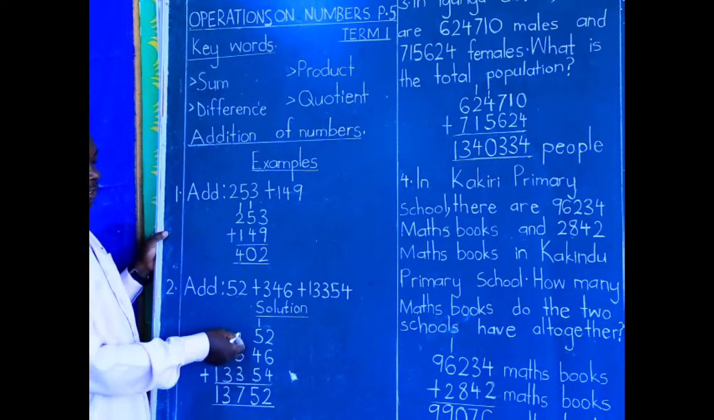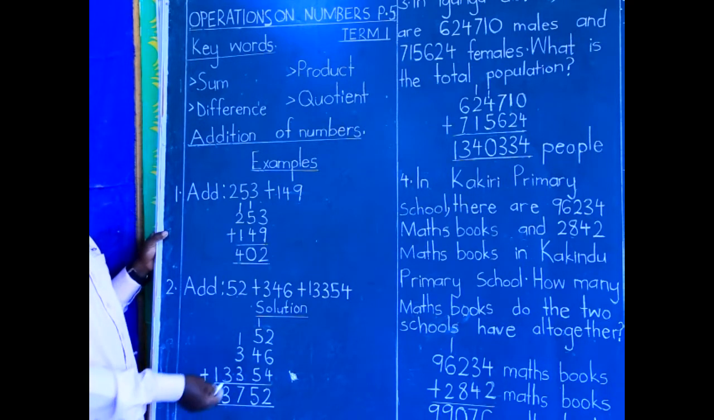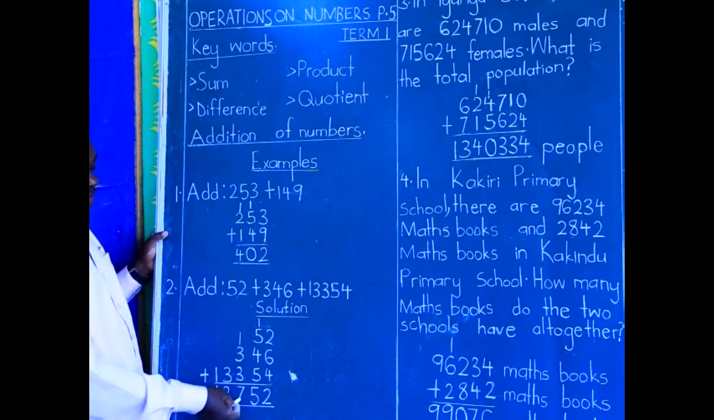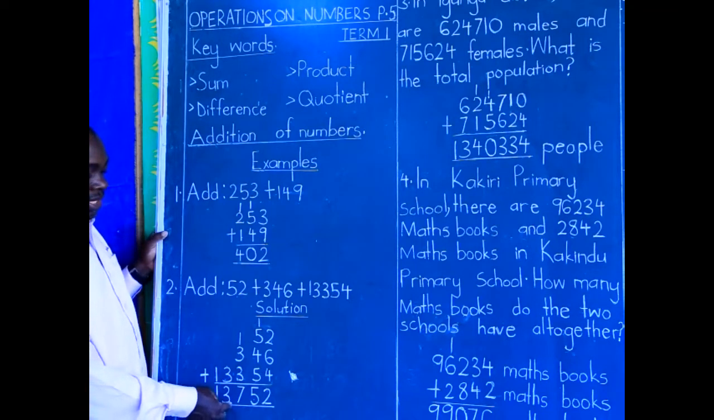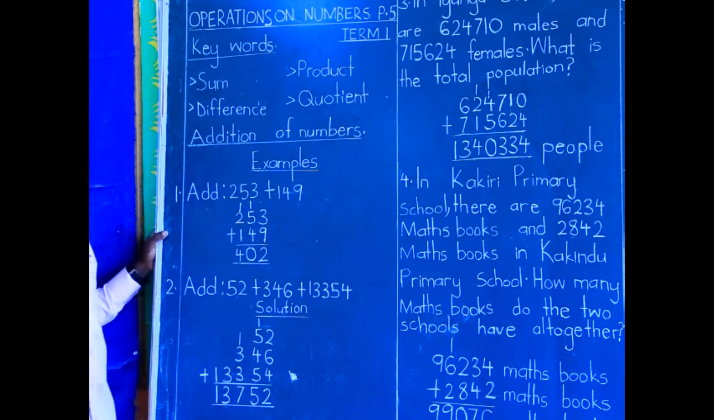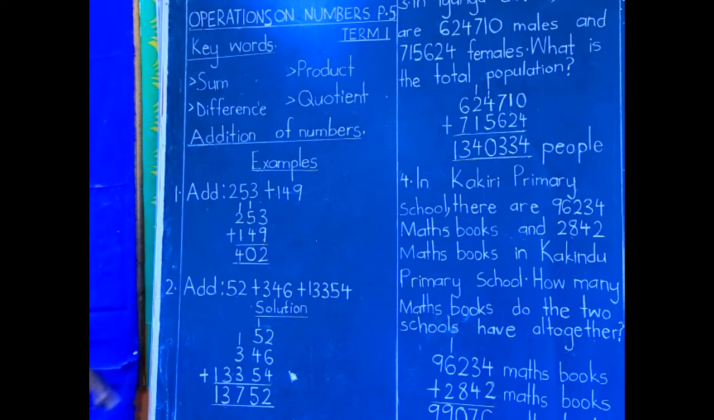Write that 5 and regroup 1 to the hundreds place value. Now 1 plus 3, you get 4 plus 3, you get 7. This time you write the entire 7, no regrouping. Then write the 3 down here as well as 1. So you have got an answer which is 13,752 from the addition of the entire numbers. In that way, you will have got the answer and nothing else.